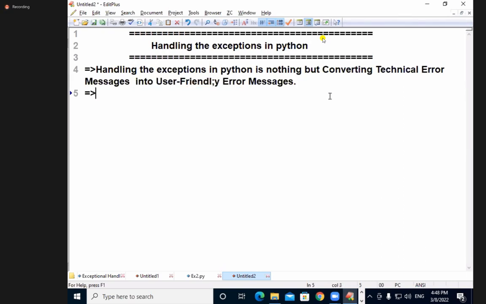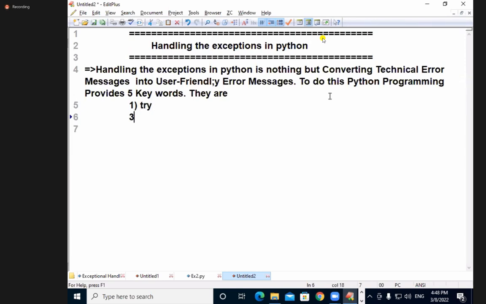To do this process, very, very important students, Python programming provides how many keywords, do you know? Five keywords. Come on students, what is the first keyword? Try. A keyword is always to be written in small letters only. We cannot write it like this.